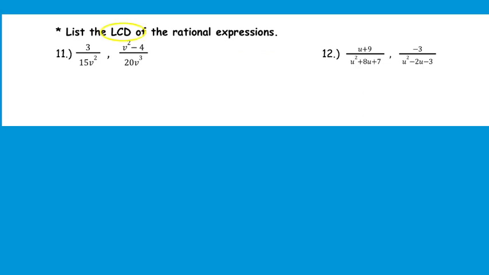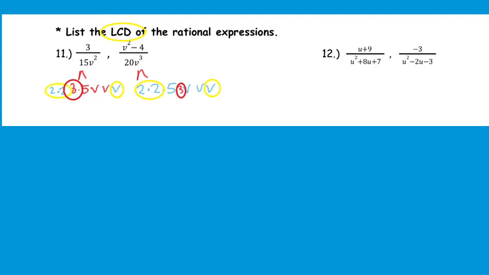Now on here, this is only asking you for the lowest common denominator. Notice it's not giving you an operation. It gives you this comma because they want to know between 15 v to the second and 20 v to the third, what would be the common denominator for this? So I factored them out first, and I see what each one's missing. The 15 needs one more v, and it needs 2 more 2's, right? And 20 just needs a 3.